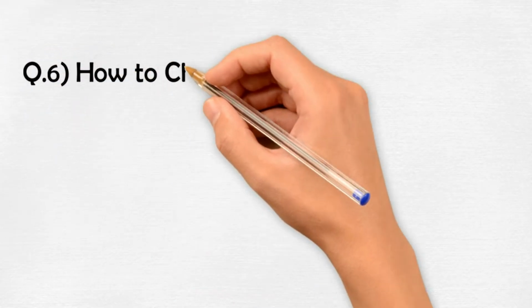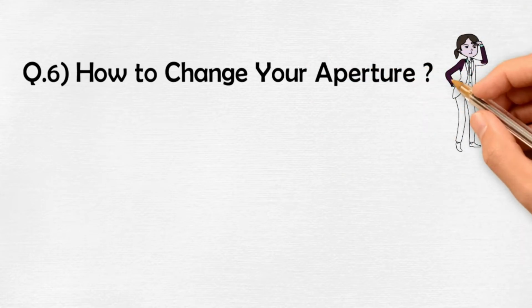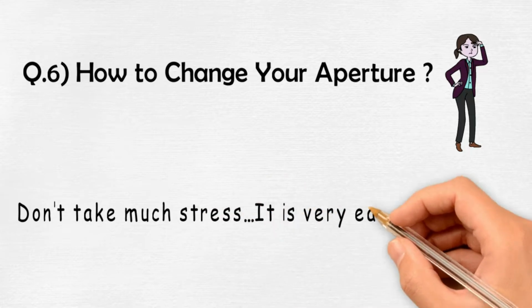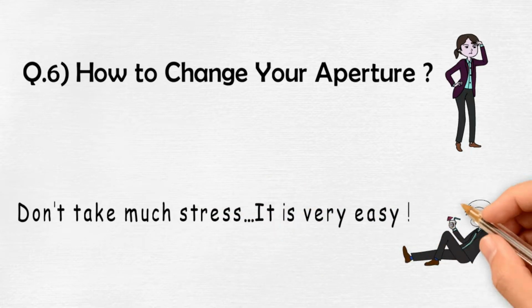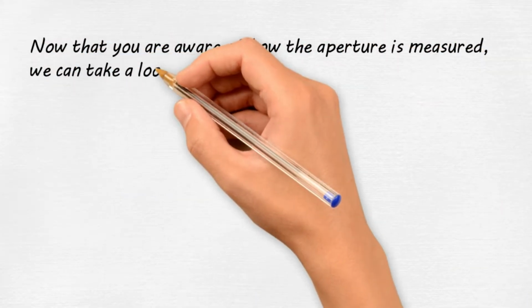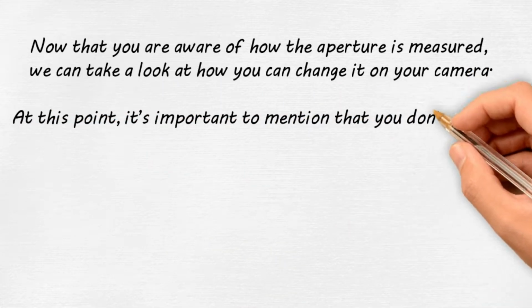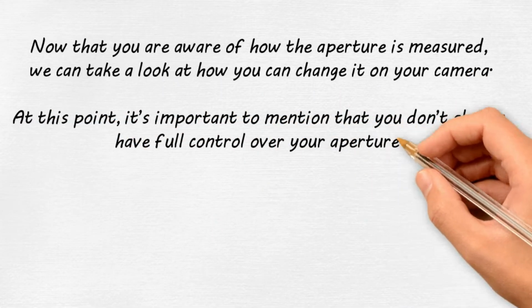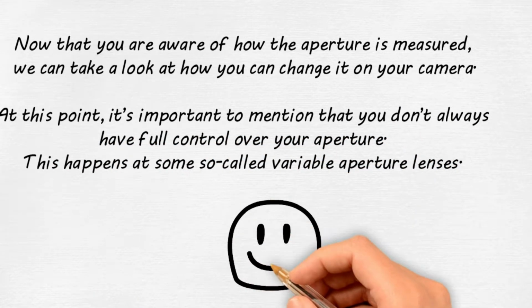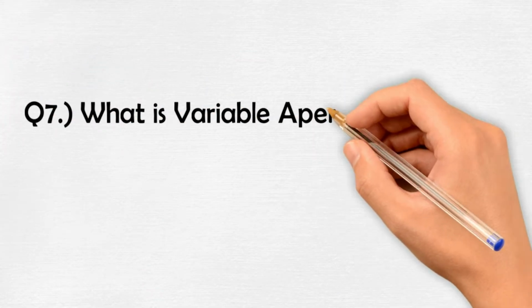Question number 6. How to change your aperture. Don't take much stress. It's very easy. Now that you are aware of how the aperture is measured, we can take a look at how you can change it on your camera. At this point, it's important to mention that you don't always have full control over your aperture. This happens at some so-called variable aperture lenses. Question number 7. What is variable aperture lens?